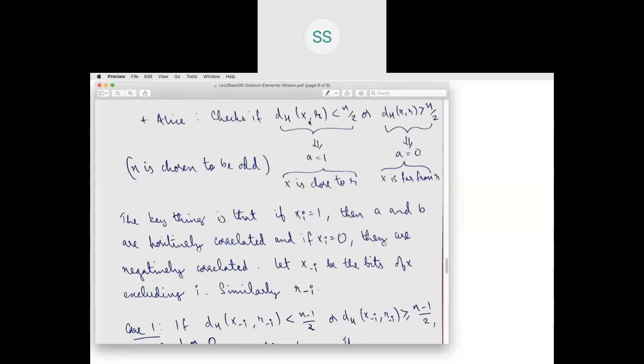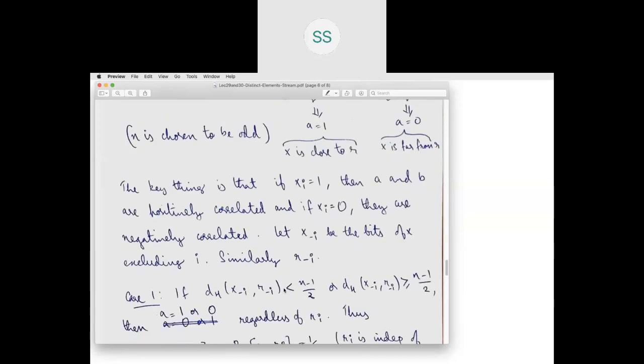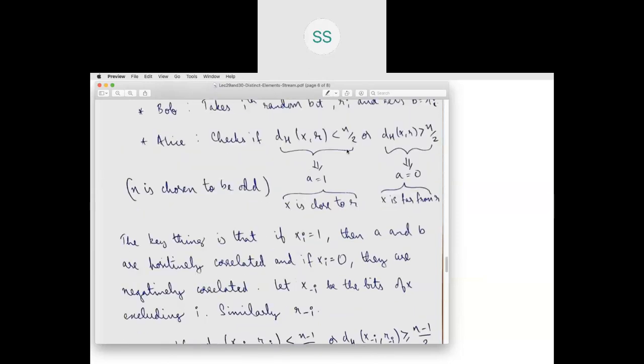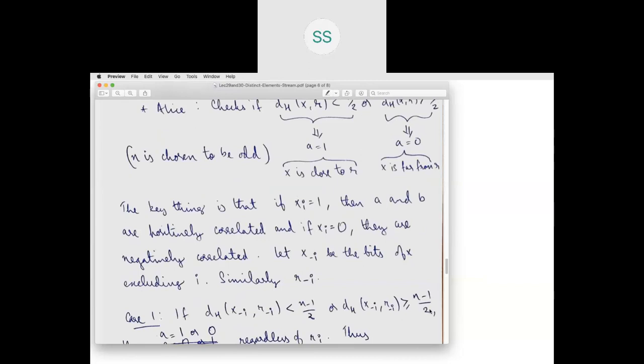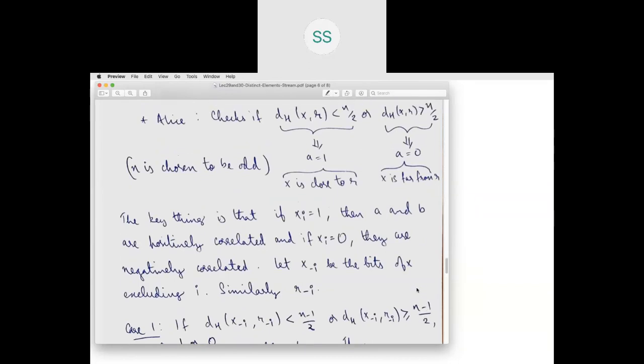So how do we check that? Is xi equal to ri or not? Now, even if xi is equal to ri in this first case, this is strictly less than (n minus 1) by 2, so it will become at most (n minus 1) by 2, right? Which is strictly less than n by 2. And in this case, it is already equal to (n minus 1) by 2. Now, even if xi and ri don't contribute to the Hamming distance, xi and ri are identical.